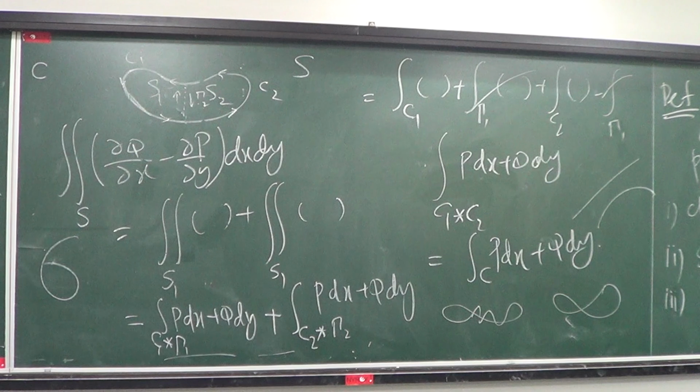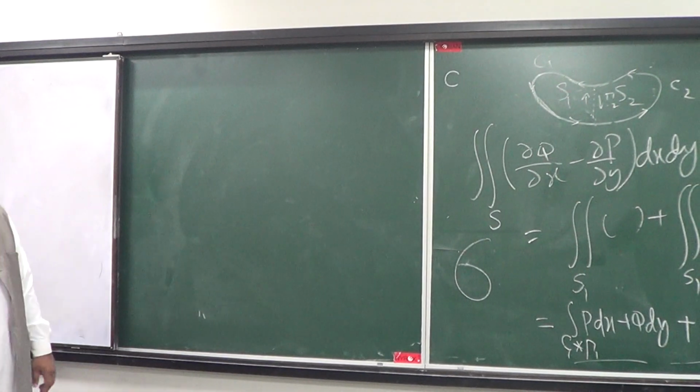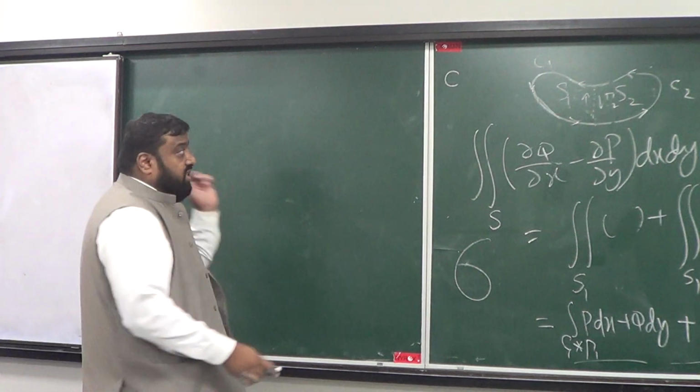Let's call those regions Jordan regions. So a Jordan region means a region which is enclosed by a Jordan curve. It's a Jordan region.